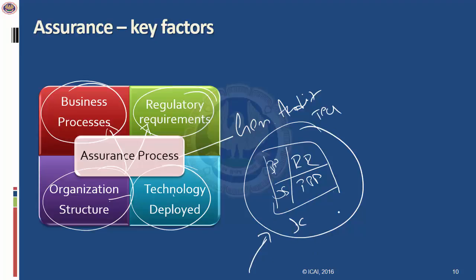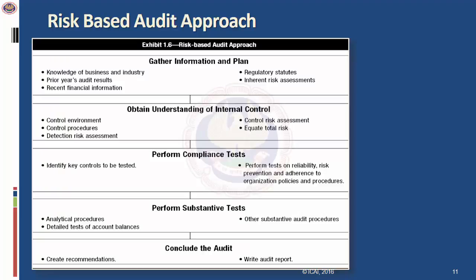So as an auditor, you need to understand how this information system works. Only then can you do an effective audit. Now this gives you another perspective of how to do a risk-based audit approach. You gather the information and plan.